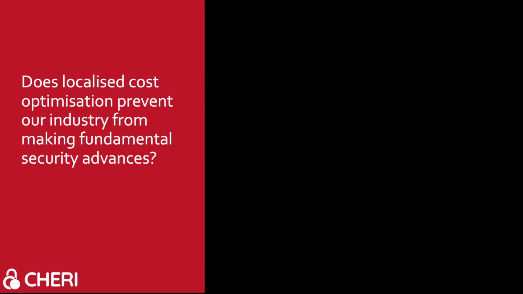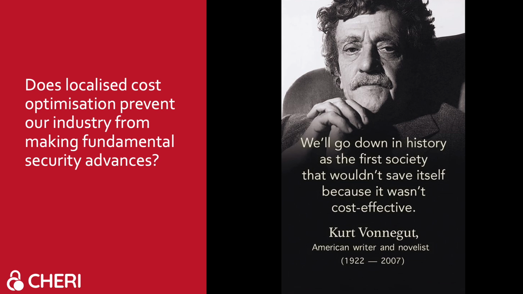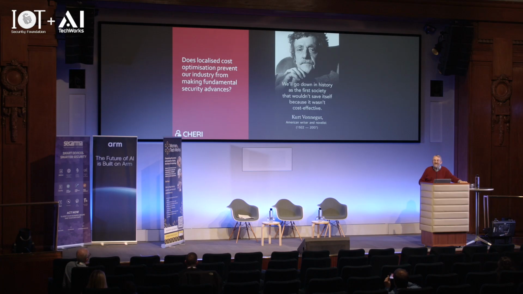And I'm just an academic, so I'm reaching out to you. How do we fix the business models so that we really can do better? And the last thought is, will we go down in history as the first society that won't save itself because it wasn't cost effective? So I'll leave you with that thought.